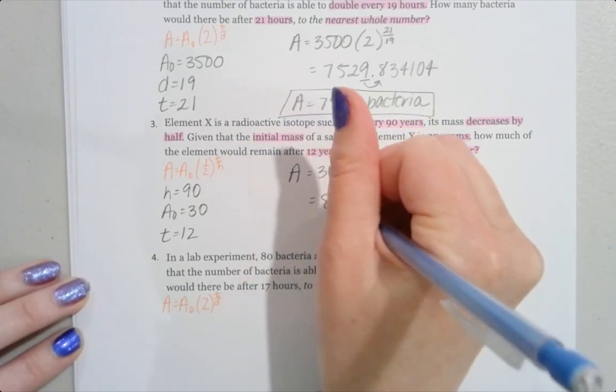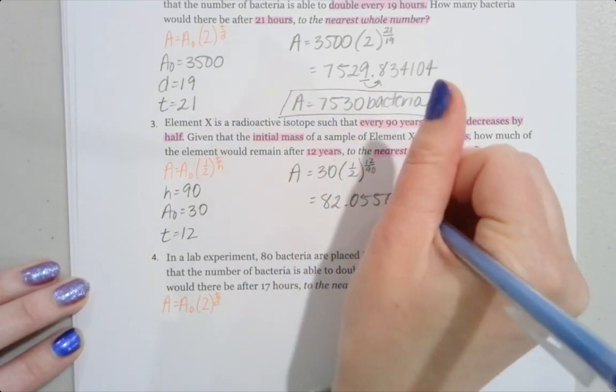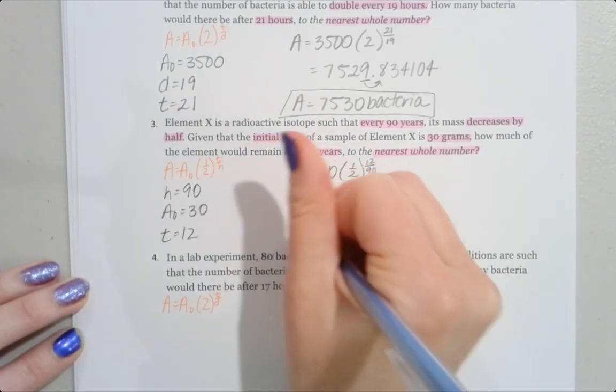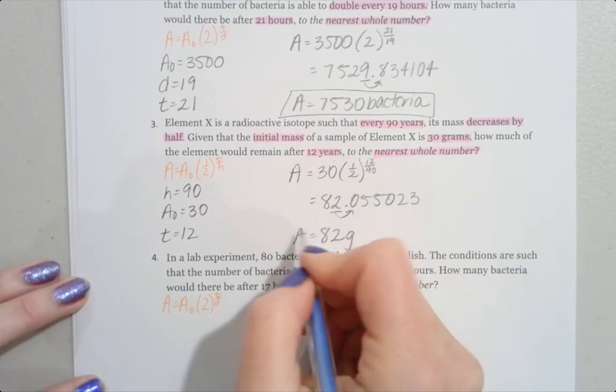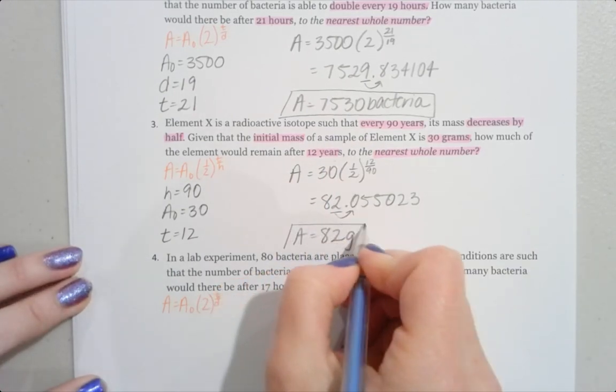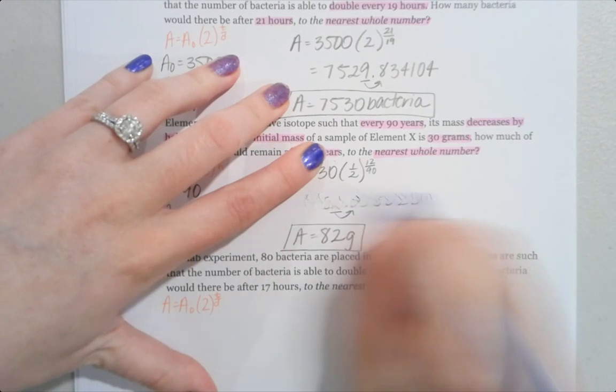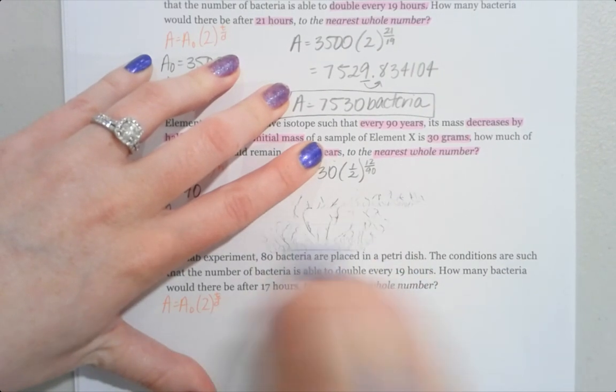You've got 82.055023. We're going to round to the nearest whole number. 0 is not enough to tell us to go up. So we've got 82 grams, which again makes sense because we are, wait. I made a mistake here. Oh gosh. Hold on one second. I am so sorry, guys. What did I do? I typed in another boo-boo.